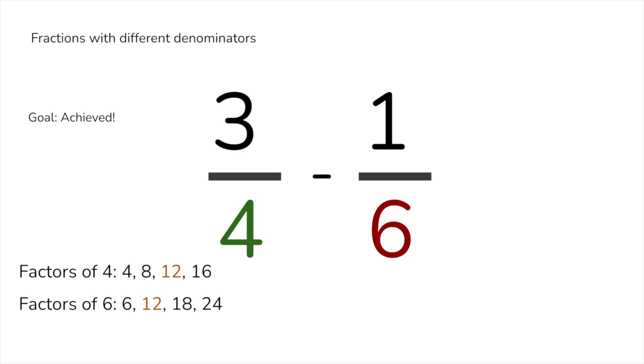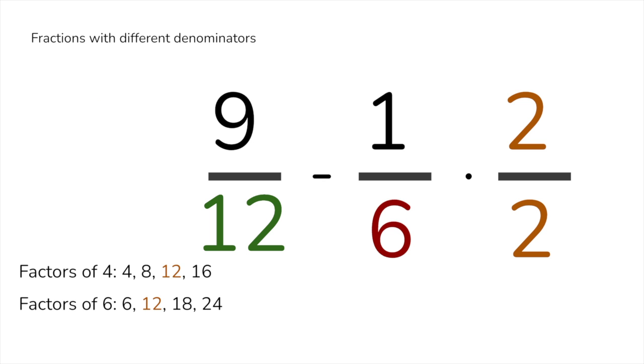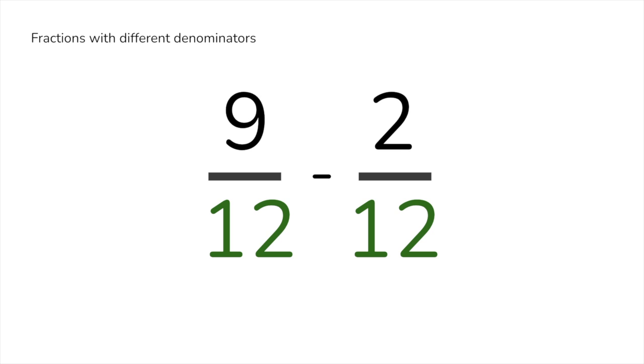To change our 3 over 4 into a fraction with the denominator of 12, we need to multiply our denominator of 4 by 3. So we do 3 over 3 multiplied by 3 over 4 to give us 9 over 12. To get our 1 over 6 to a fraction with a denominator of 12, we multiply it by 2 over 2, giving us 2 over 12. Now we have 9 over 12 minus 2 over 12.